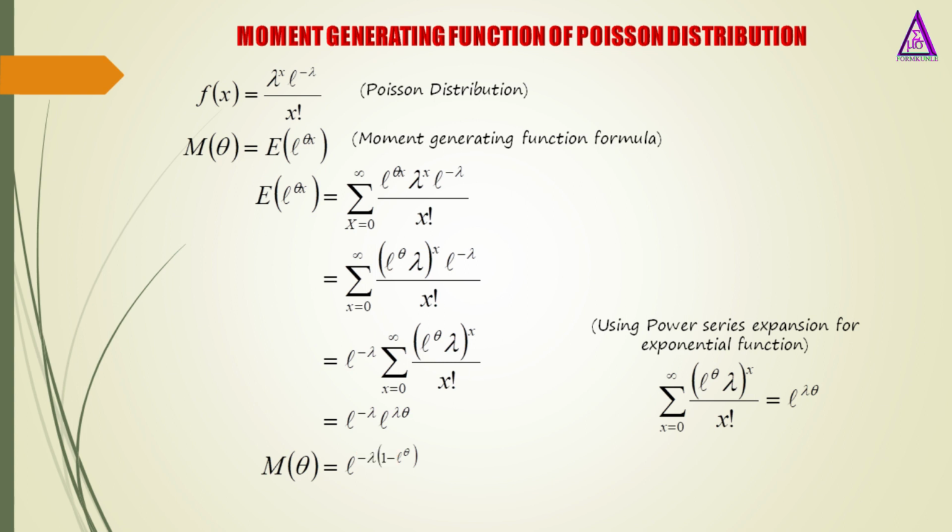And from this place, we factorize, and we know that the exponential is common to both of them. So therefore, we write one exponential, this negative lambda, and this one we have 1 minus e^θ, based on the exponential sum. So our moment generating function for Poisson is now equal to M(θ) = e^(−λ(1 − e^θ)).